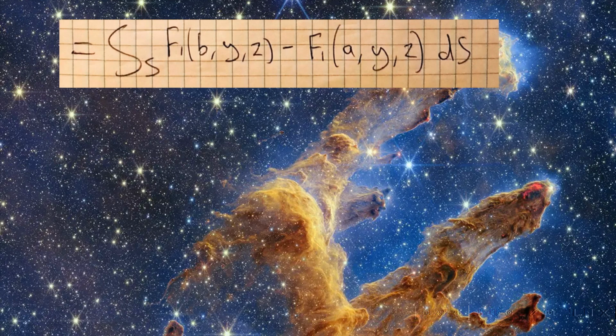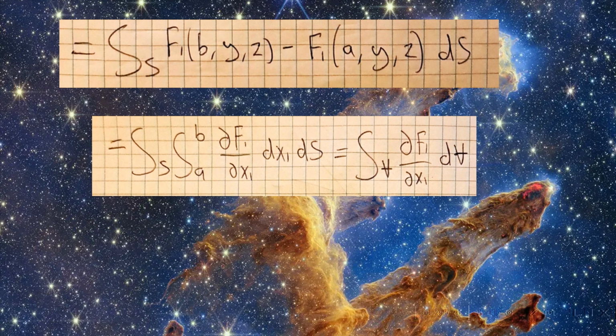So if you take a look at this, this is actually the definition that is given by the fundamental theorem of calculus. So that's actually going to be the derivative of F1 in the x1 direction, integrated from A to B. And we still leave all of that inside of our surface integral. And then when we look at that, we can see that this is going to make this a volume. So we're actually integrating this derivative over a volume.